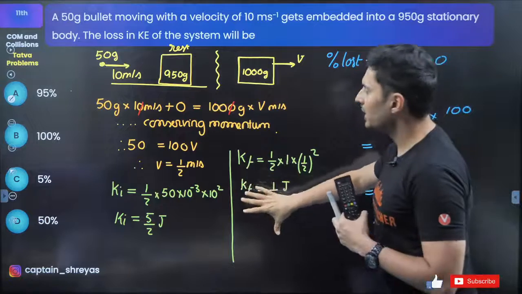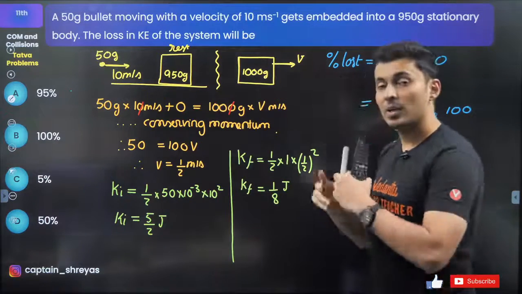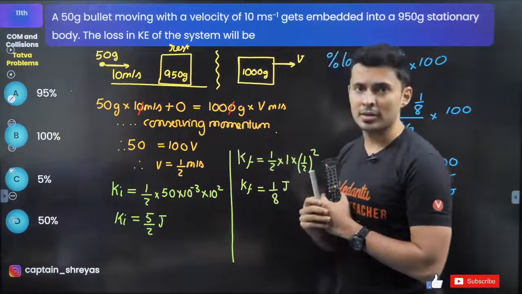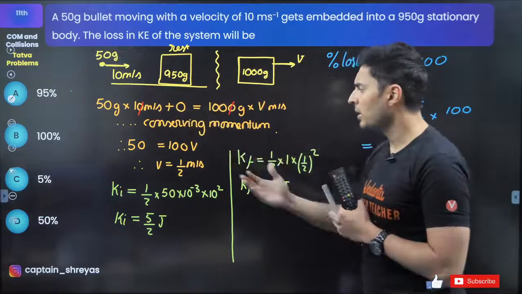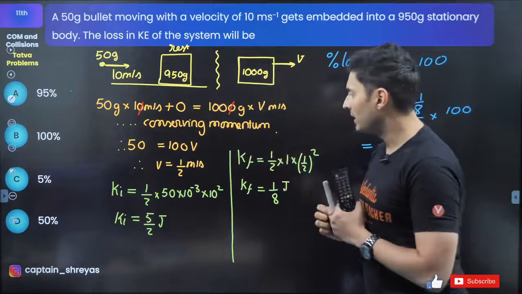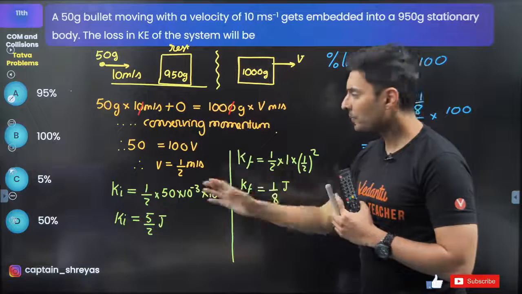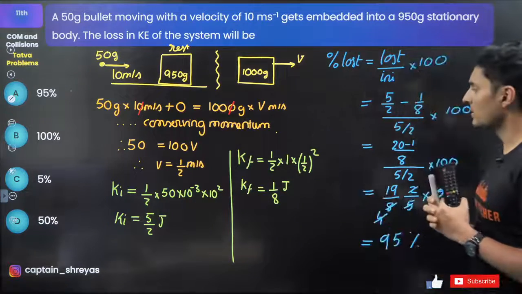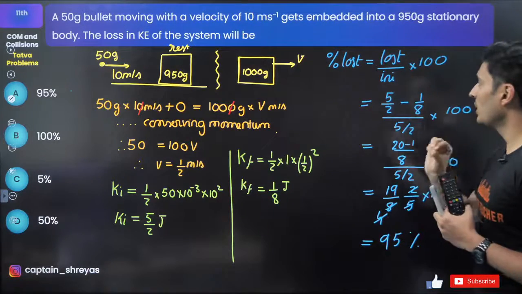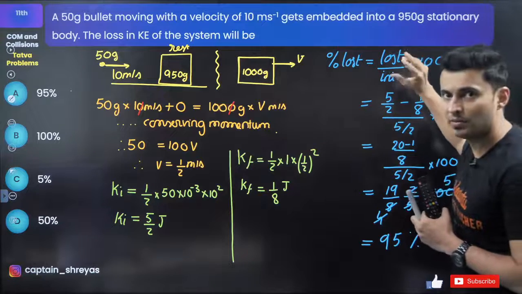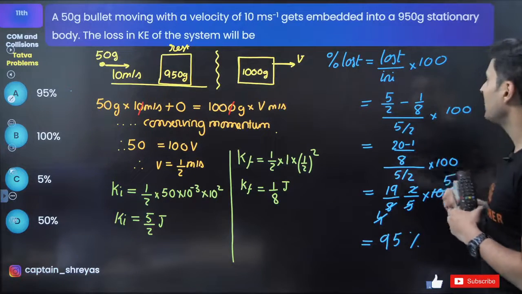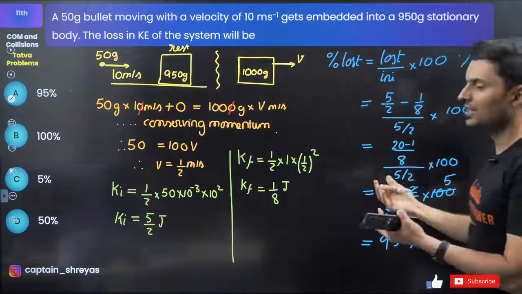To find the final energies, we need the final velocity. To find the speed, I need momentum conservation. So conserved the momentum, found the speed, found the final energy, found the initial energy. The difference will give me the loss. Initial energy, I put it here so that this is the fraction of the energy lost. If you multiply by 100, this gives me the percentage energy lost.